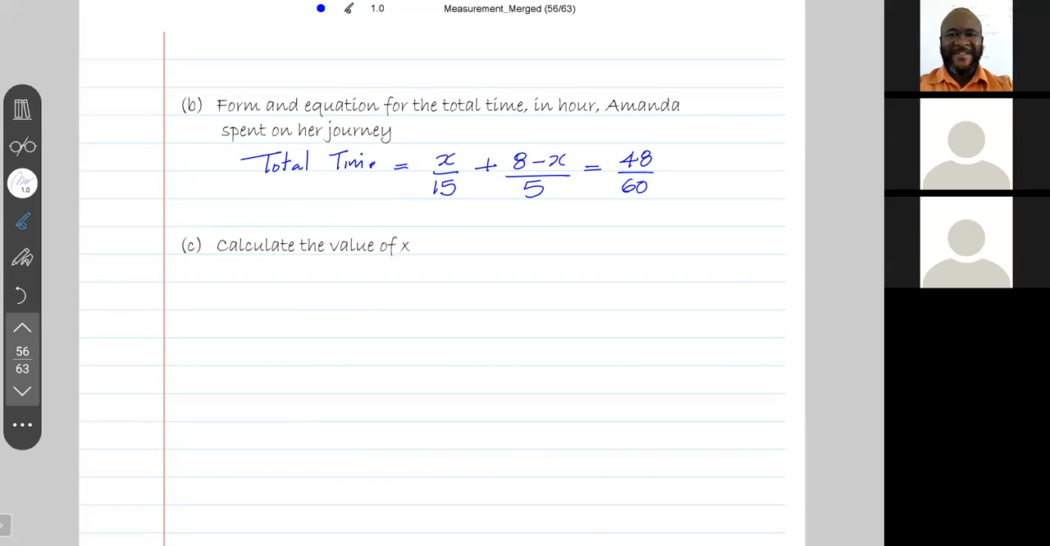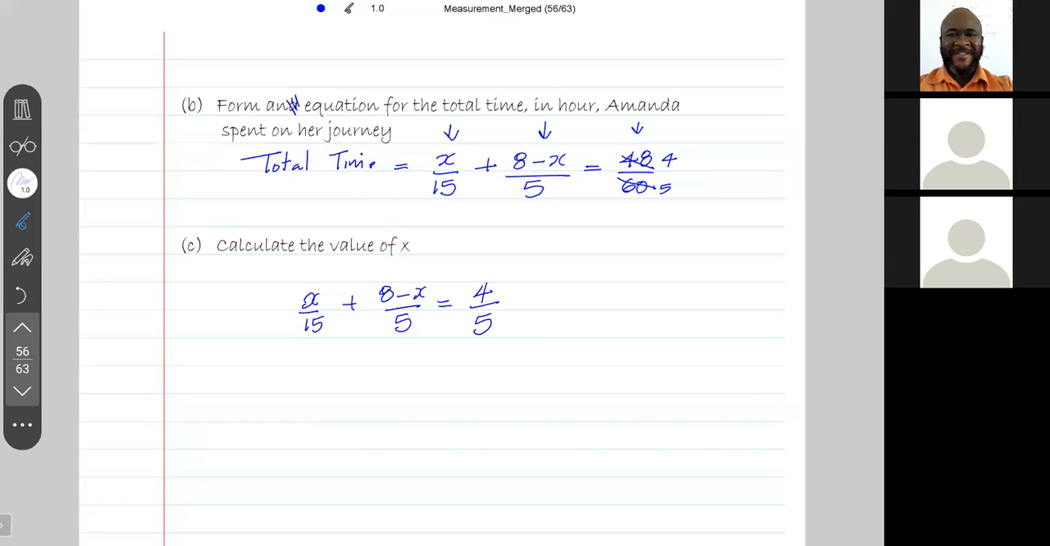And it says, form an equation. This should be an, not and. Form an equation for the total time in hours Amanda spent on her journey. We have the time she spent running, the time she spent walking, adding up to the total time, which is 48 minutes, which is 48 divided by 60 hours. 12 into this is 4, 12 into this is 5. So the equation I have to solve is x over 15 plus 8 minus x over 5 is equal to 4 over 5.